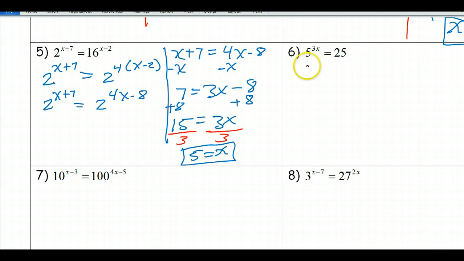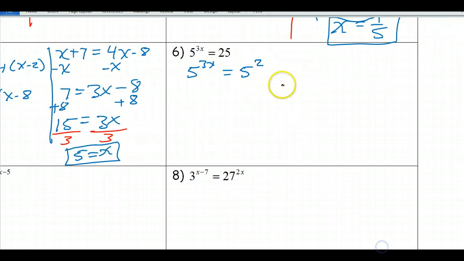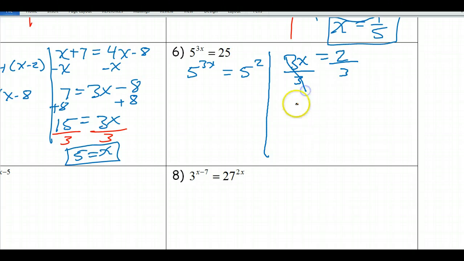So let's do base 5. This is 5 to the 3x power, and I can write this as 5 squared. If the bases are the same, I can set the exponents equal to each other. So that's going to give me 3x equals 2. Then I can divide both sides by 3. That's going to give me x equals 2/3.